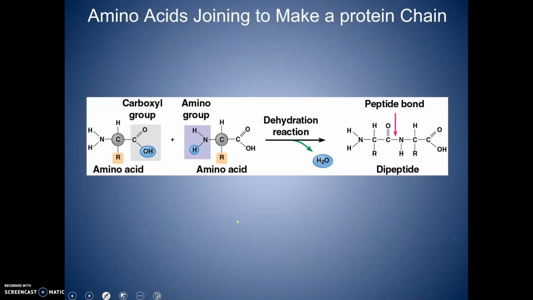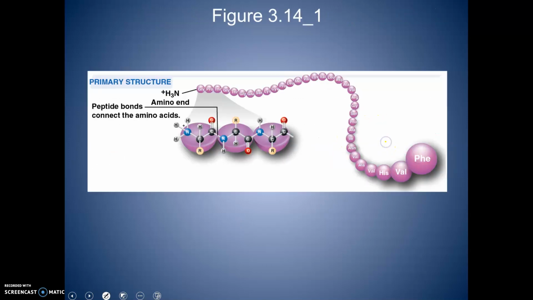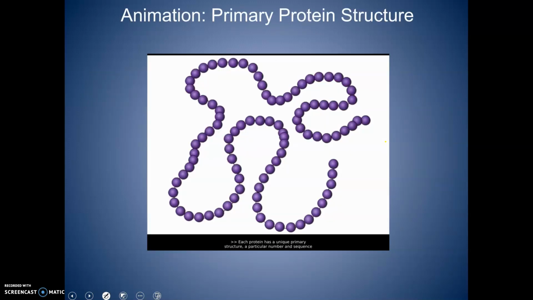When they hook together, there's a little reaction that happens, and this is the first amino acid, this is the second one, and now they're hooked together, and they'll basically hook together into this really long chain that might be 200 or even up to 1,000 amino acids long, and then that'll fold into a shape that's going to be the ultimate protein that does some job. Each protein has a unique primary structure, a particular number and sequence of amino acids making up the polypeptide chain. 20 different amino acids are used to build proteins. Theoretically, the various amino acids could be linked in almost any sequence, forming an almost infinite variety of different proteins.